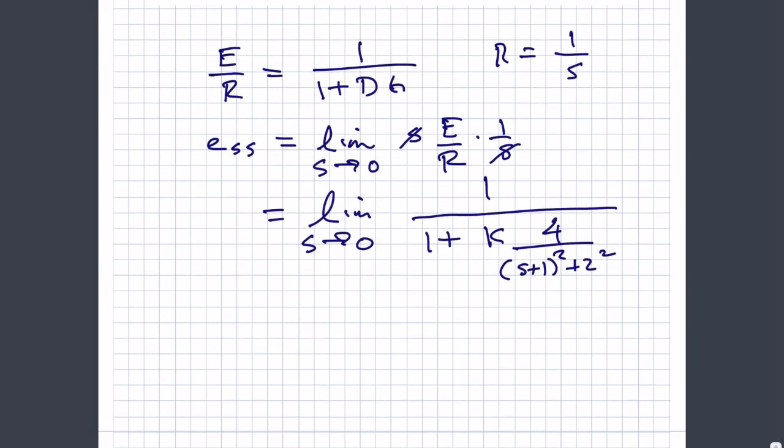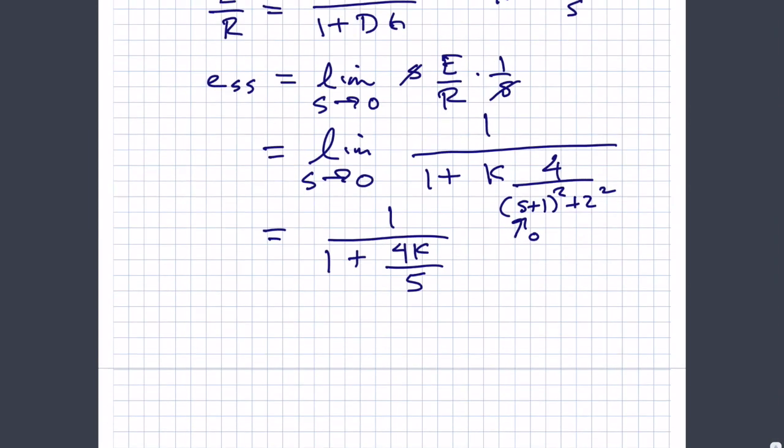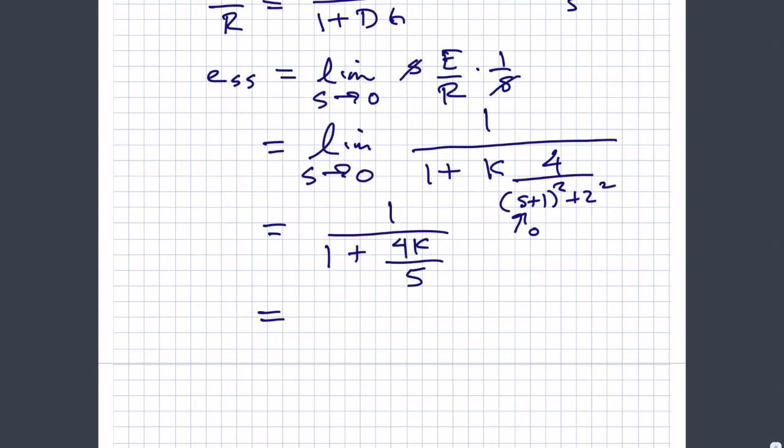Okay, so we can let s go to 0, and when we do, we get 1 over 1 plus 4K over, in the denominator, when I plug in s equals 0, I get 1 plus 4, which is 5. And so I could simplify this a little bit by multiplying top and bottom by 5, and I would get 5 over 5 plus 4K is the steady state error.